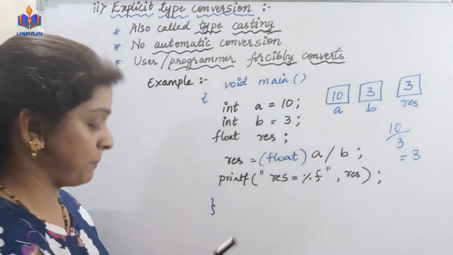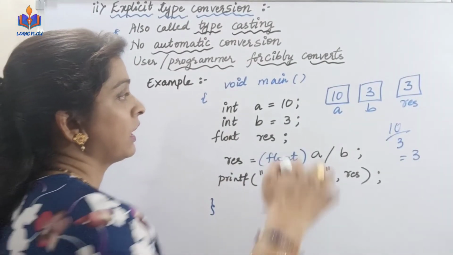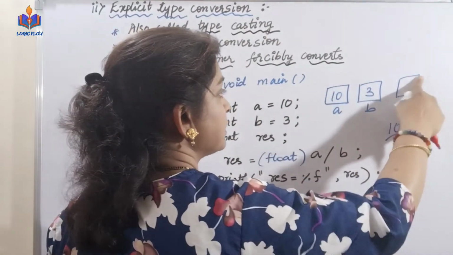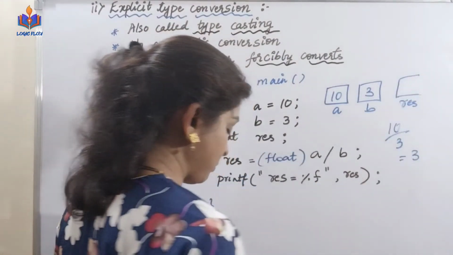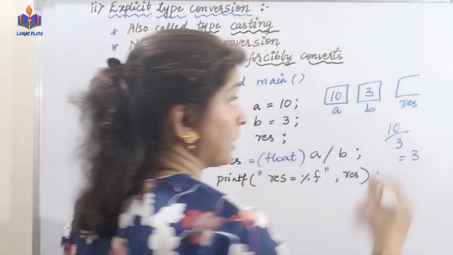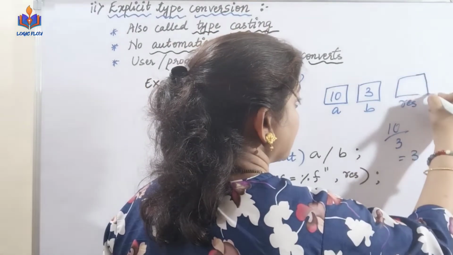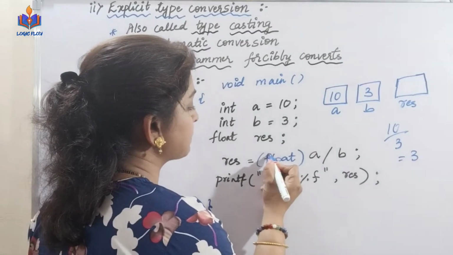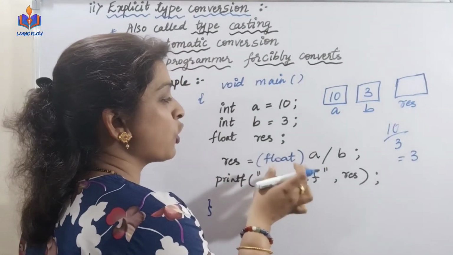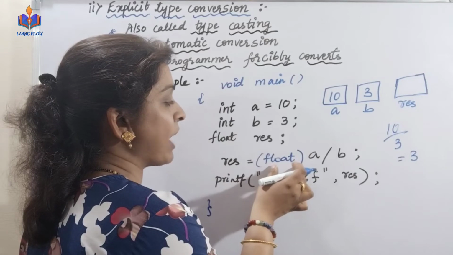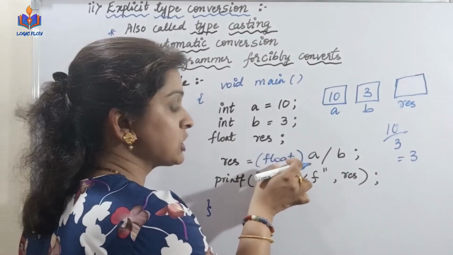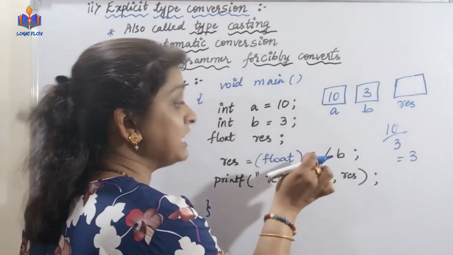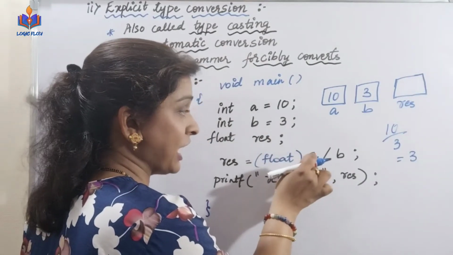So let us see what happens here. As usual, a equal to 10, b equal to 3. I have declared result here. Result is the variable which is of float type. Make sure that you declare that variable of float type. Then I do the explicit conversion. According to the operator precedence, brackets get evaluated first and typecasting has the highest priority. So it says convert this variable a, only this variable a, to float type.